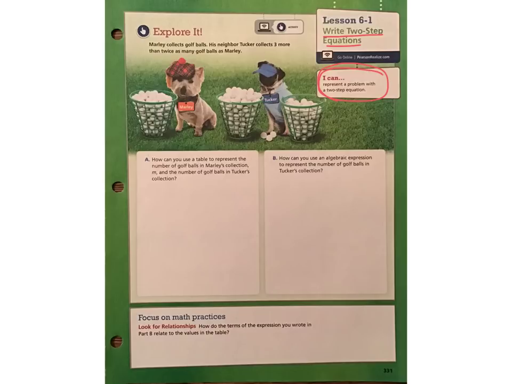So in this kind of a problem, what we're looking at doing is determining how can we represent the number of golf balls in Marley's collection and the number of golf balls in Tucker's collection. In both cases, we don't know how many golf balls are in the collection. So Marley is going to be using the letter M to represent the number of golf balls in his collection.